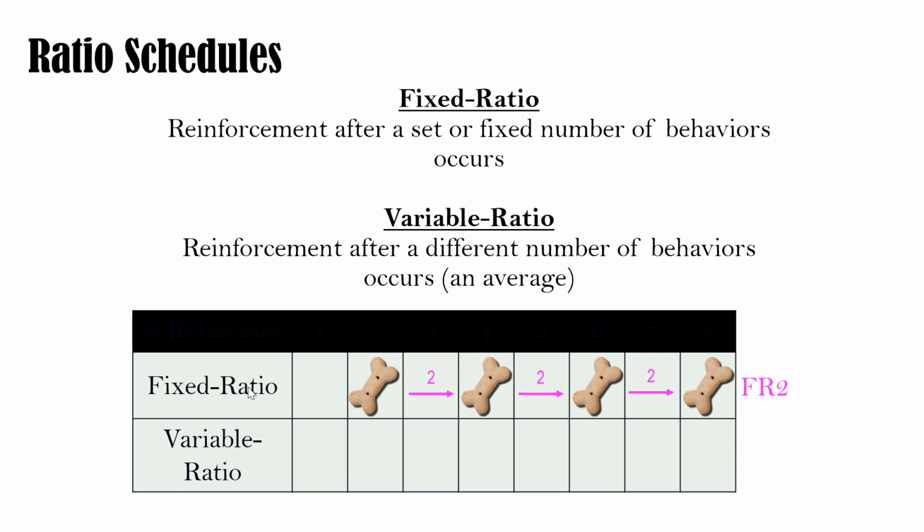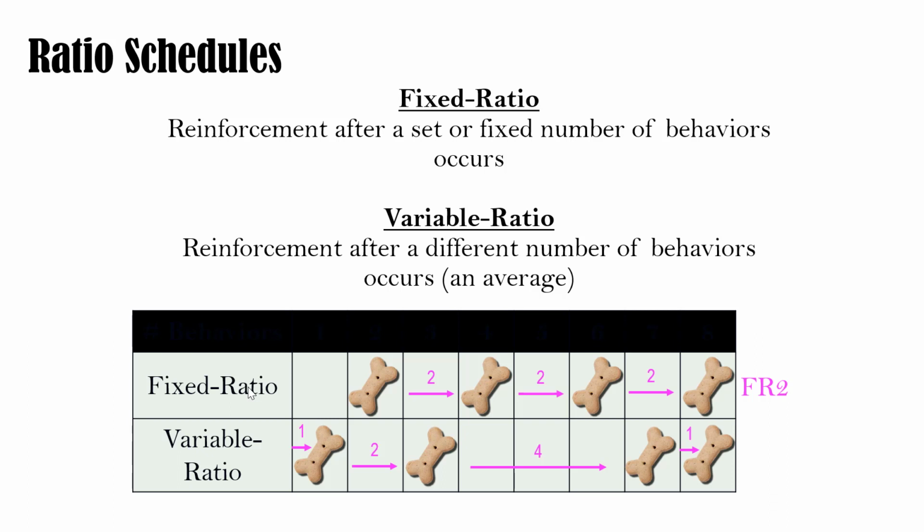Variable ratio, still depending upon the number of responses, but this time the number is variable instead of fixed. So going back to our dog example, the dog might make 1 response and get reinforced, might make 2 responses and get reinforced, might make 4 responses and get reinforced, and might make 1 response.